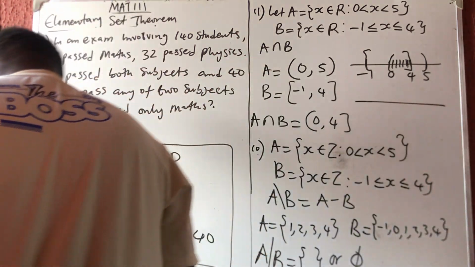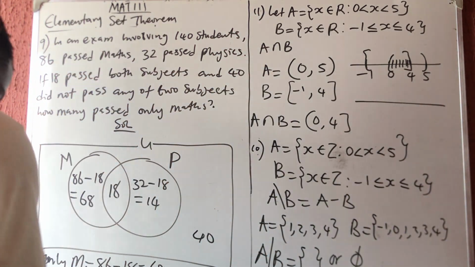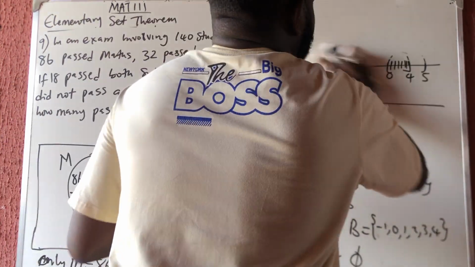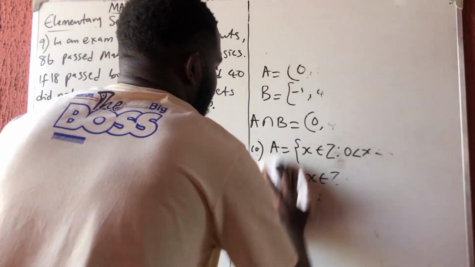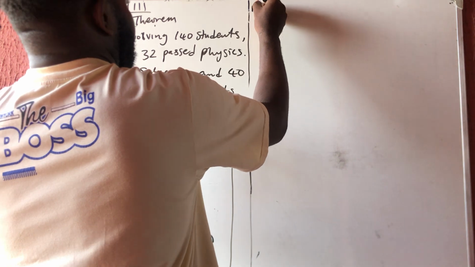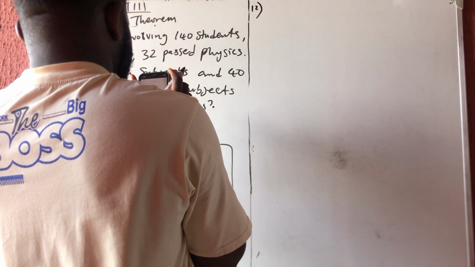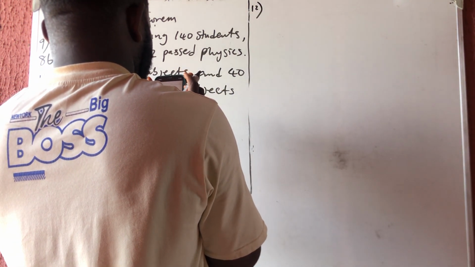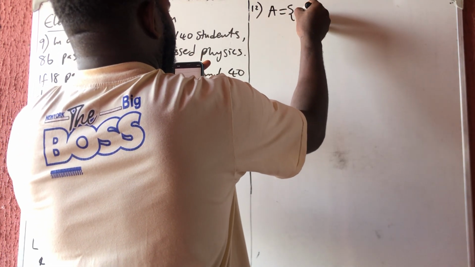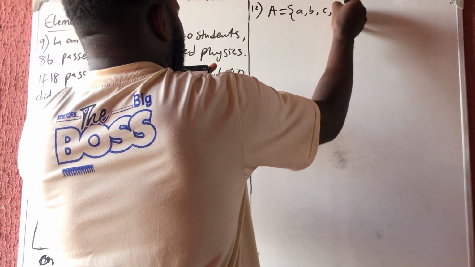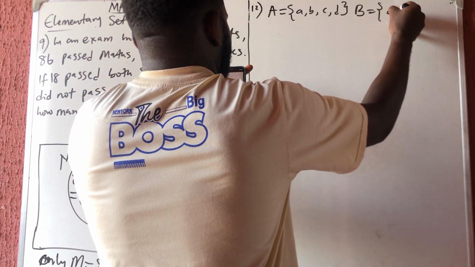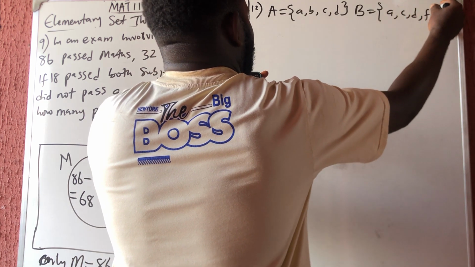So question number 12. I'm reserving this question because I saw it somewhere again. So let me be solving here. Question number 12 said, given that A is equal to the set of A, B, C, and D, and B is equal to the set of A, C, D, and F.